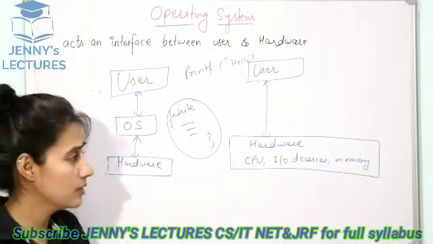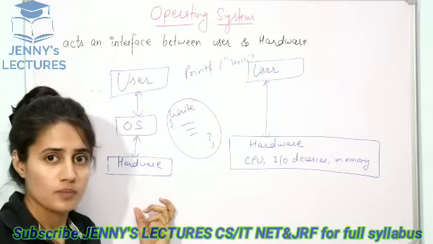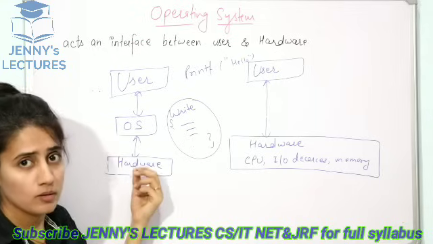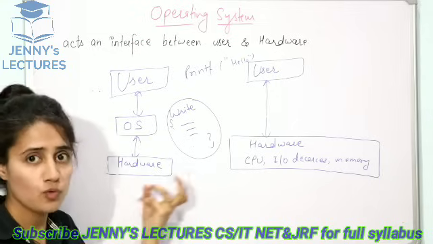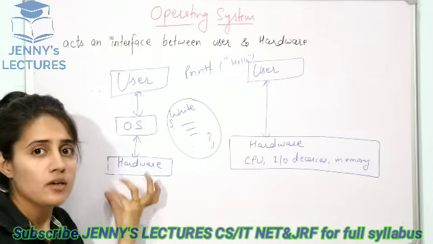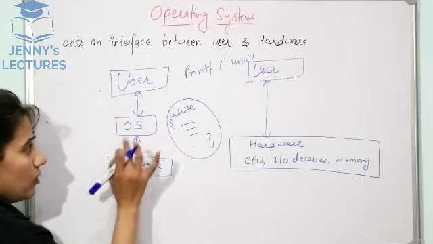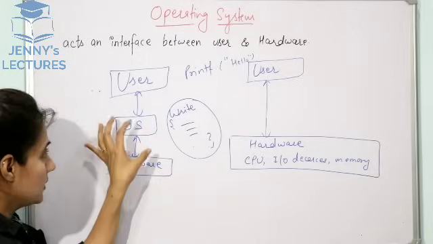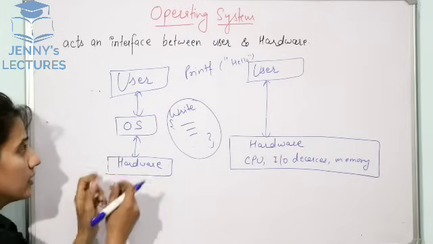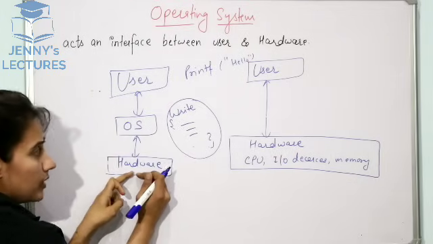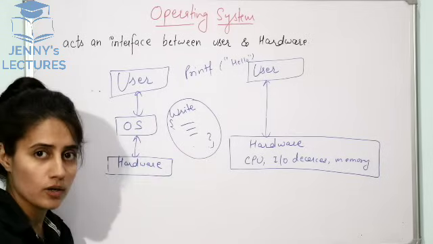But if the operating system is there, then it would be possible. If user 1 is accessing a particular device and user 2, or maybe another process, wants to access that device, then the operating system will manage it. So this is the main funda of operating system. It makes accessing of this hardware easy for the user.